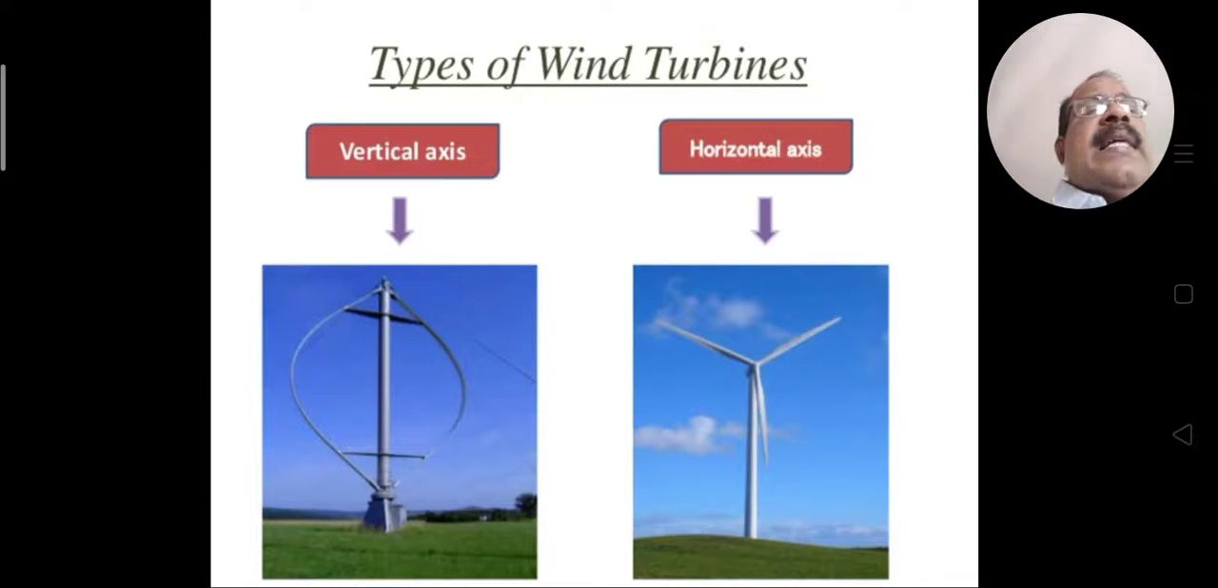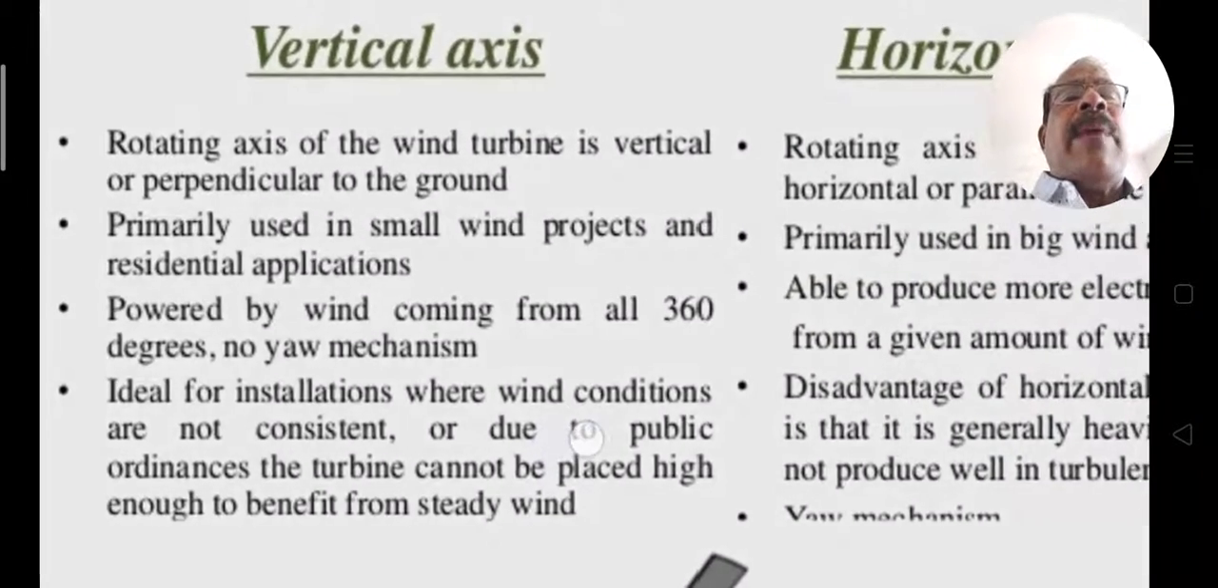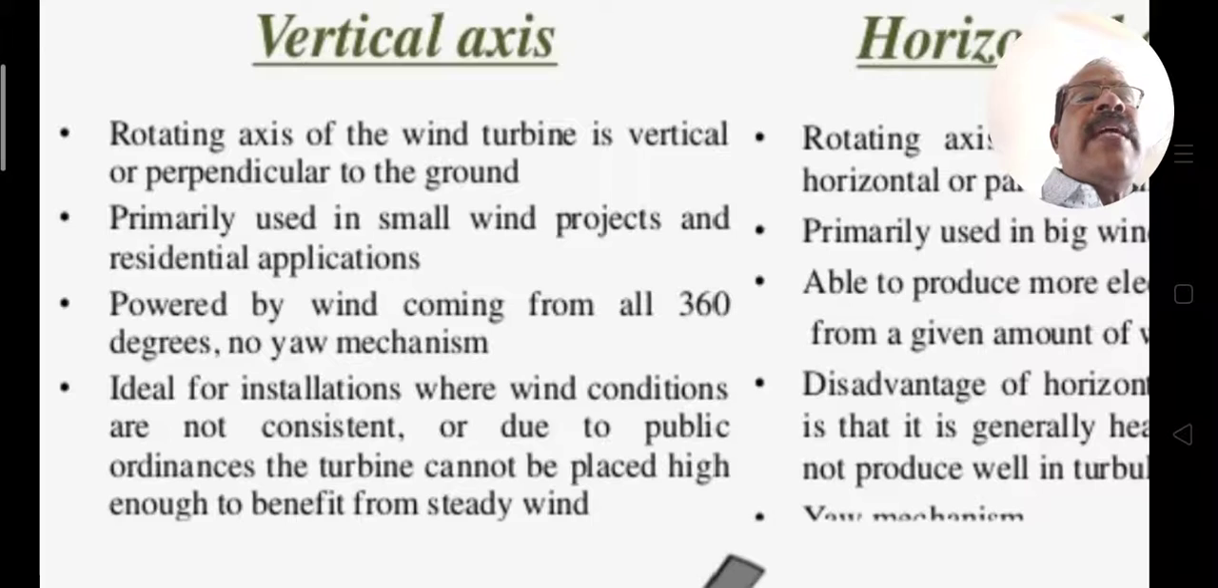Horizontal axis wind turbines are used in our country, and vertical axis turbines are used in western countries. What is the difference between these two? In vertical axis turbines, the rotating axis of the wind turbine is vertical, or perpendicular to the ground, and they are primarily used in small wind projects and residential applications. They are powered by wind coming from all 360 degrees, with no yaw mechanism.